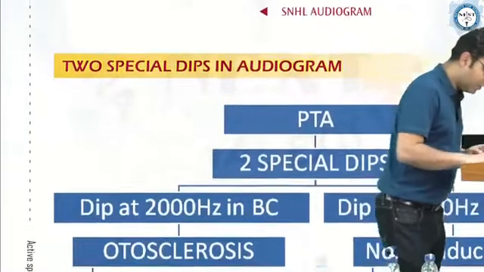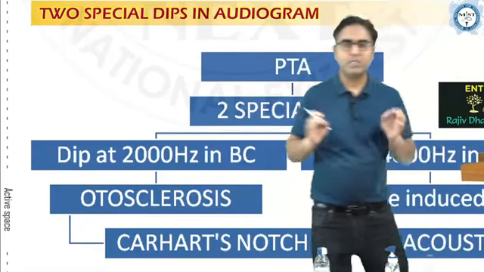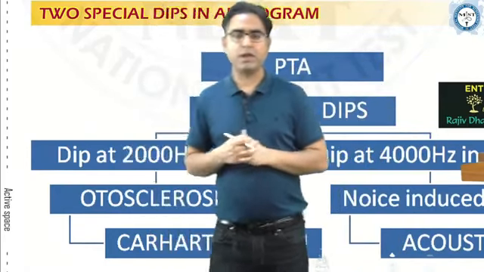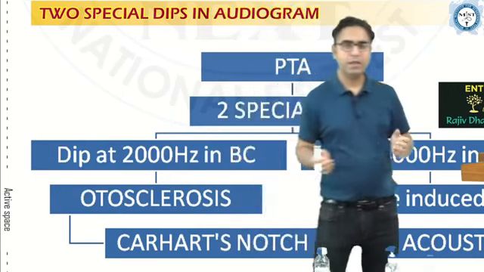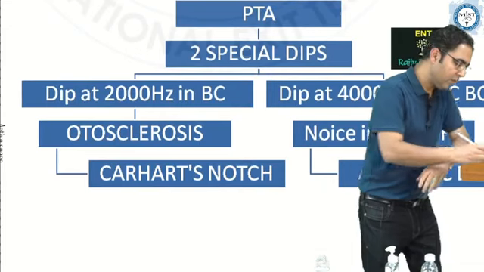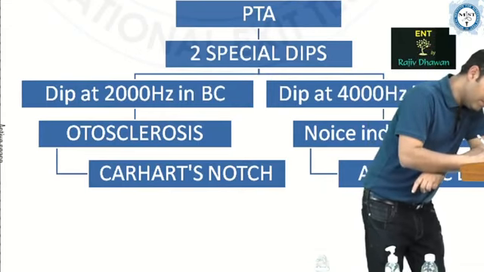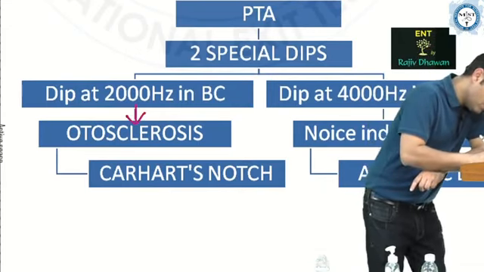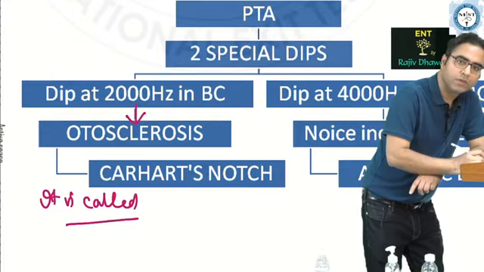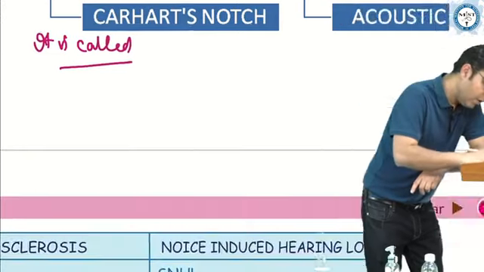Chalo, let us go further, beta. Now, two special dips in audiogram. Audiogram is PTA. Two special dips. Now, what are the two special dips? Just a dip at 2000 Hz in BC. It is seen in otosclerosis and it is called Carhart's notch. Okay, now look at the first one.